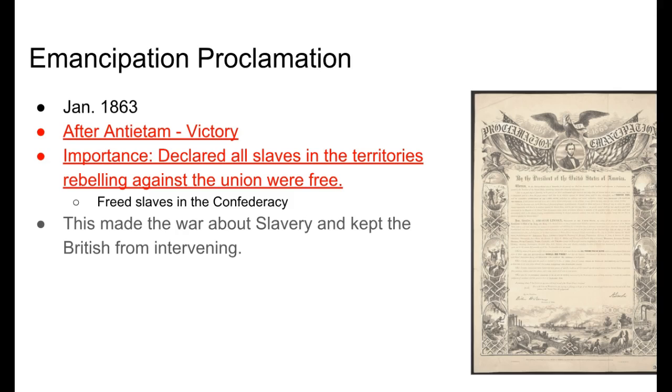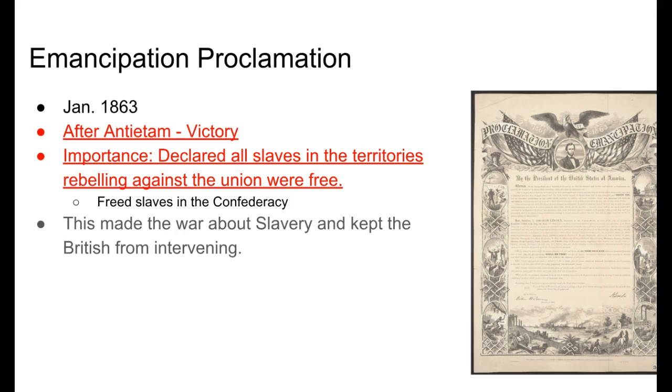The first major event of the Civil War, not including the battles, was the Emancipation Proclamation, which was written and delivered in January of 1863. This happened after the Battle of Antietam. President Lincoln did not want to give this unless he had a feeling that we could win the war. After we won the Battle of Antietam, the bloodiest day, he felt like that gave them enough motivation to win the war. So that was the first reason behind giving this.